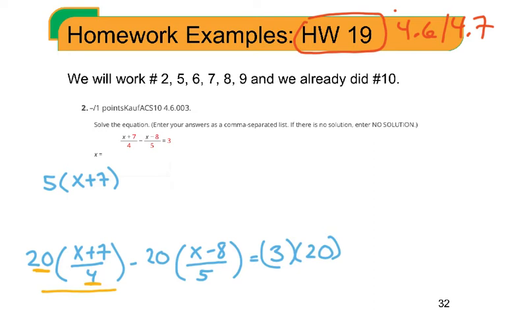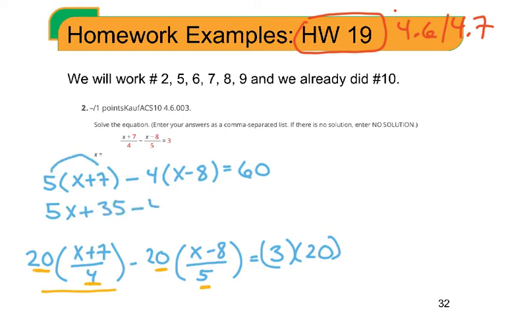Okay, now here I have 20 divided by 5, and there's a minus sign there. So that's going to be 4. 20 divided by 5 is 4. And that equals 60. And now we're on our way. So 5x plus 35 minus 4x. Caution now, what's this going to be? It's a negative 4 times a negative 8. So that's plus 32 equals 60.